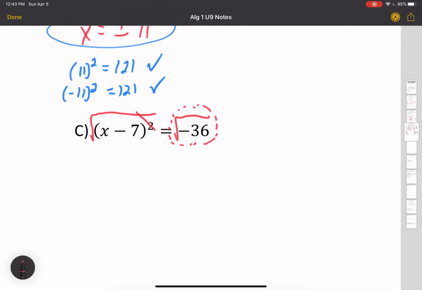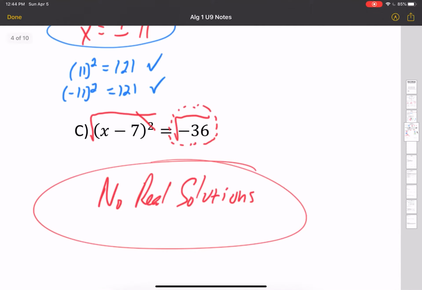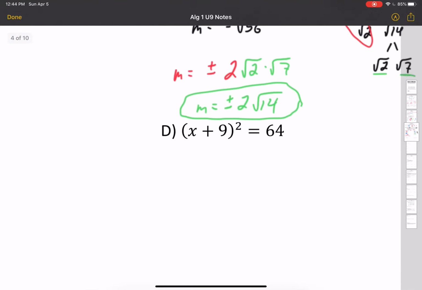So it doesn't work. So this isn't going to have any nice number x-intercepts. This is not going to cross the x-axis. This is no real solutions. If I were to graph this, I would not see it cross the x-axis at all. Okay? We cannot square root negative numbers. Don't try, because it's not possible. Okay? Not possible yet.